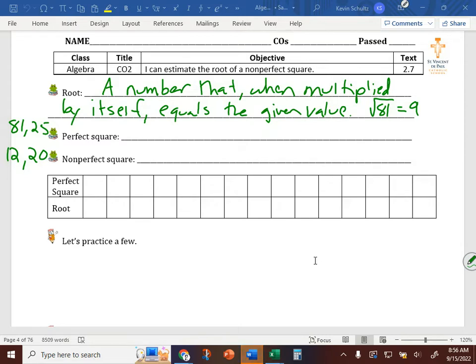Right, okay. A perfect square is a number with whole roots. Okay, we reminded ourselves what a whole number was yesterday to kind of talk about it today. A number with whole roots, such as root of 81 is 9, root of 25 is 5. Okay, a non-perfect square would be like 12 and 20 because, well, their roots are irrational. Okay, so a number with irrational roots.